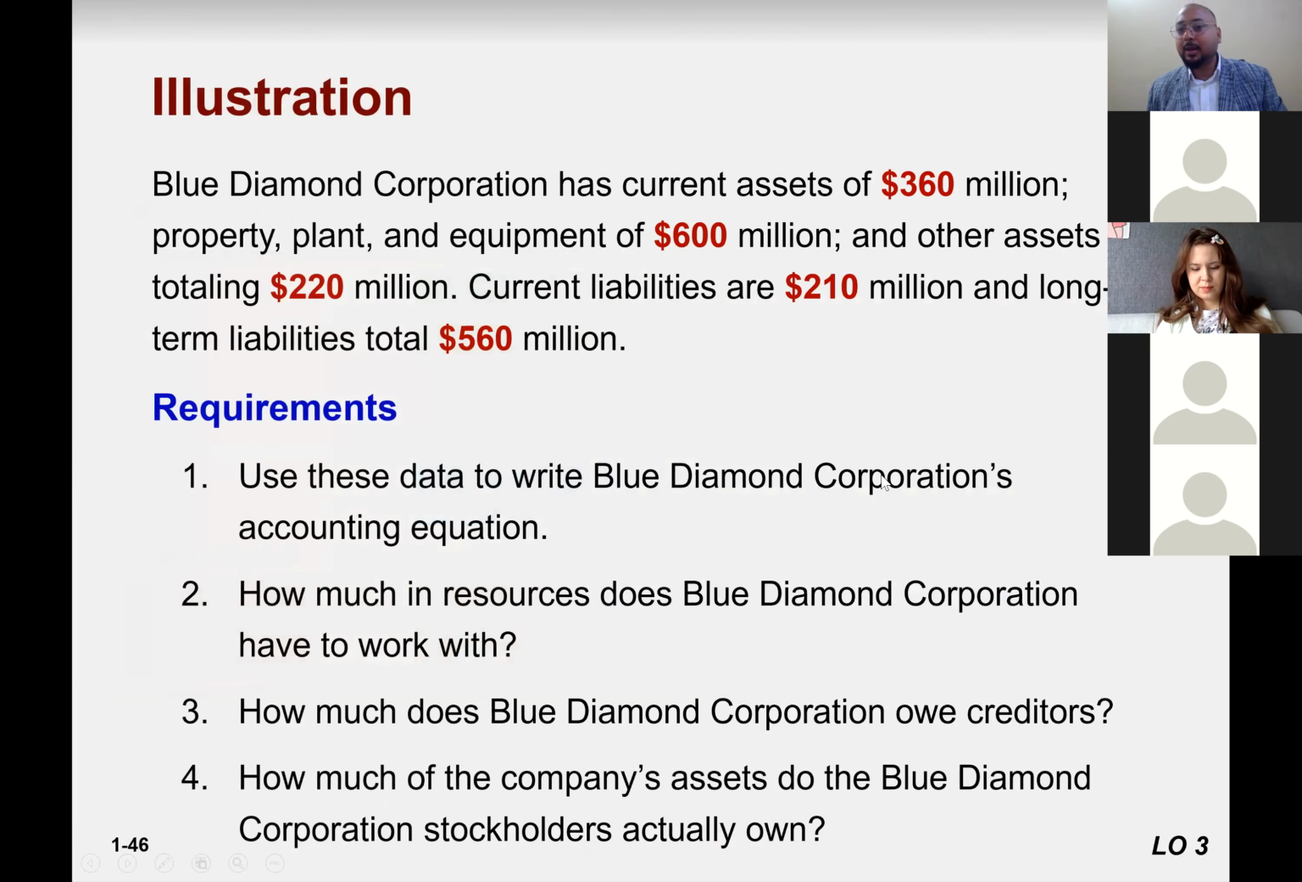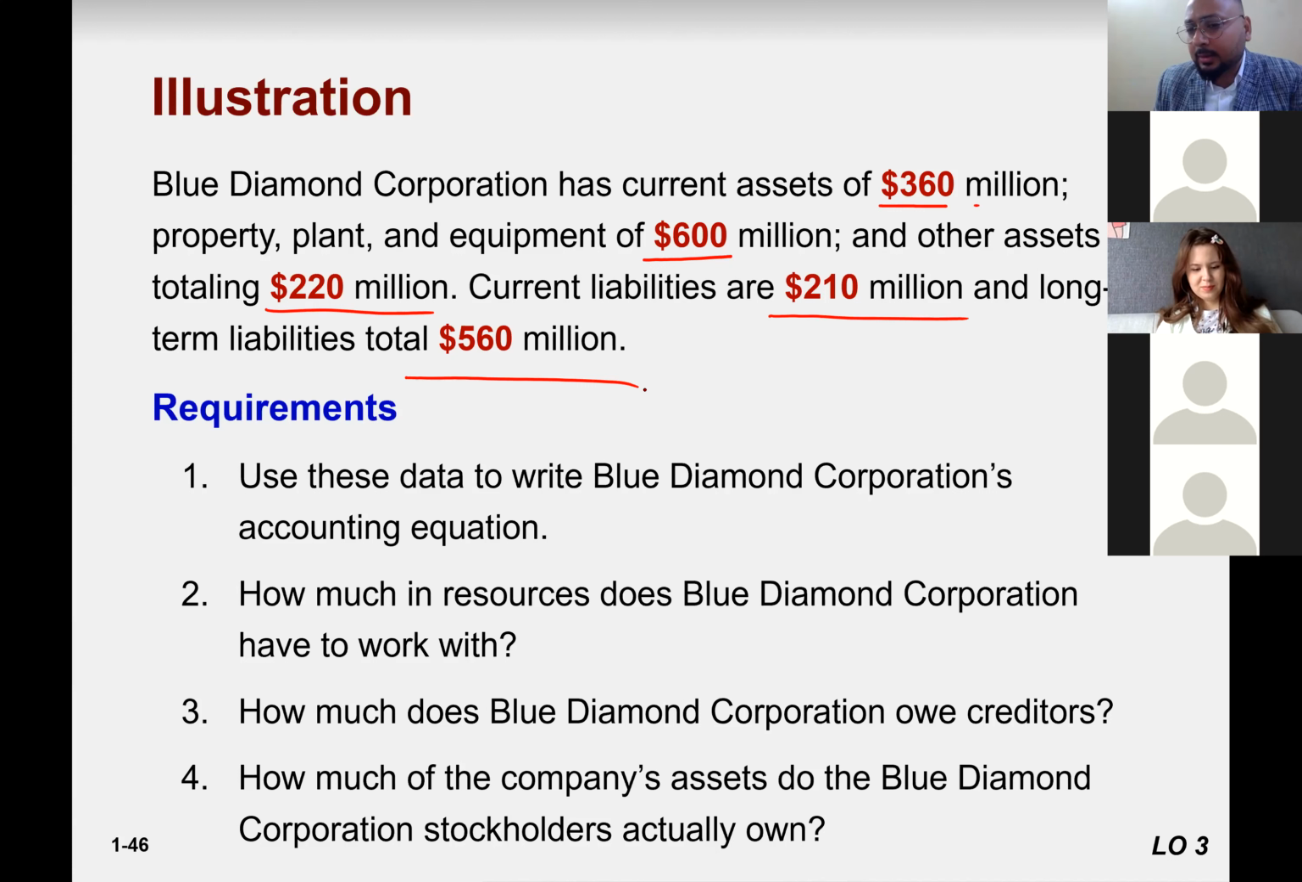Now the real deal is going to start. We have an illustration here. Blue Diamond Corporation has current assets of 360 million, property, plant, and equipment of 600 million, and other assets totaling 220 million. Current liabilities are 210 million and long-term liabilities are 560 million.